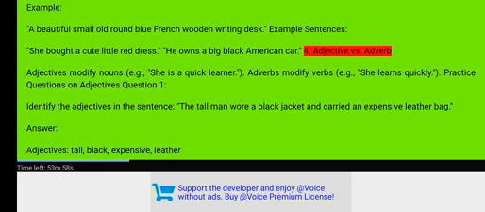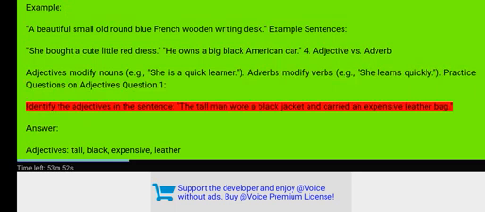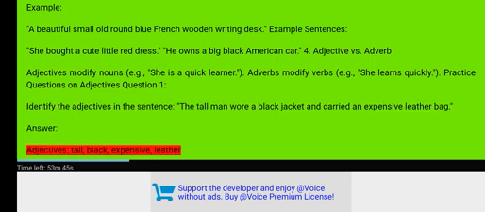4. Adjective versus adverb. Adjectives modify nouns, e.g., she is a quick learner. Adverbs modify verbs, e.g., she learns quickly. Practice questions on adjectives. Question 1. Identify the adjectives in the sentence. The tall man wore a black jacket and carried an expensive leather bag. Answer. Adjectives: tall, black, expensive, leather.